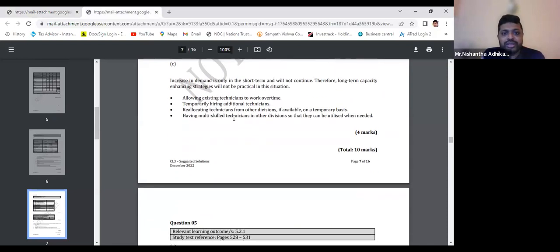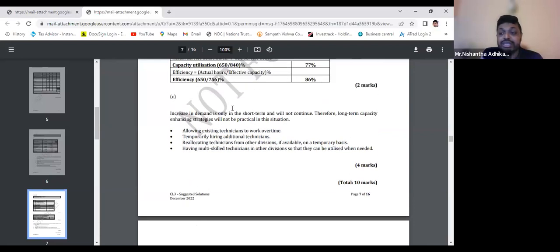Look at this one. Allowing exchange technician to work overtime. You can tell them to work overtime. Temporarily hiring additional technicians. You can temporarily, not permanent cadre. Reallocating technician from other division if available on temporary basis. Having multi-skill technician in other divisions so that they can be utilized when needed. Those are some possible strategies you can use when you have a capacity shortage.